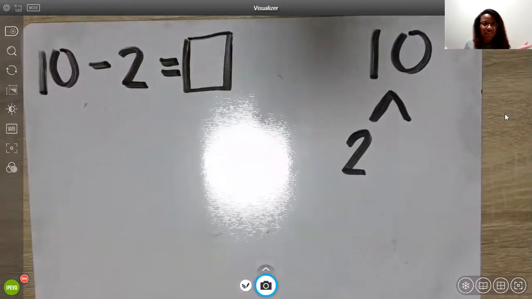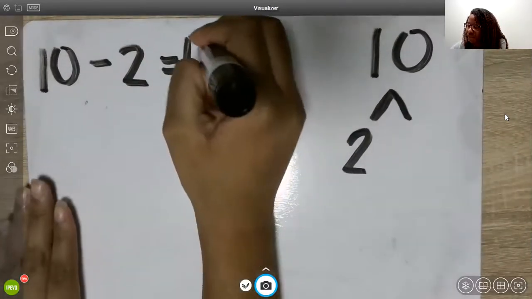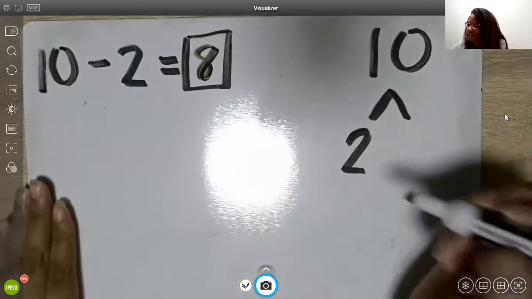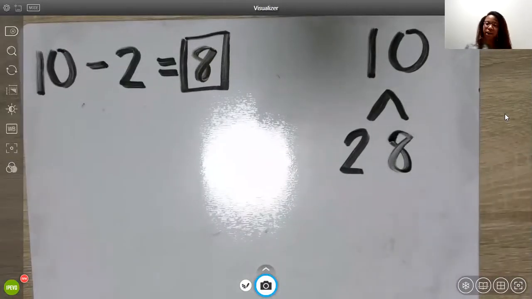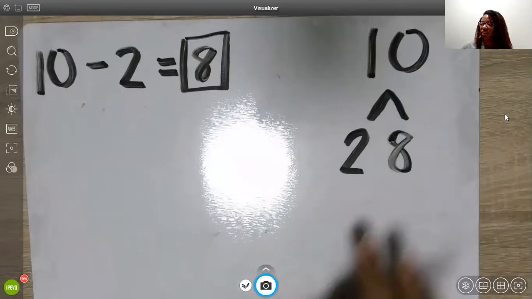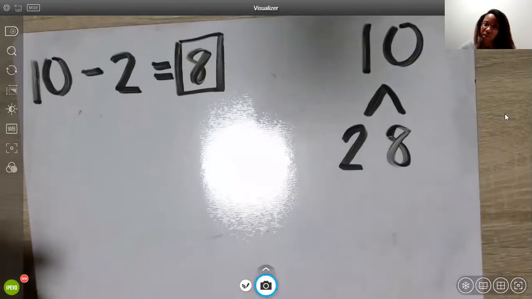So tell me, what's 10 minus 2? If I count back starting with 10, 9, 8, I know that my missing part will be 8. So let's fill that in a blank as well as in our number bond. Now we have to make 3 more number sentences using these same 3 numbers. What will be my next number sentence?